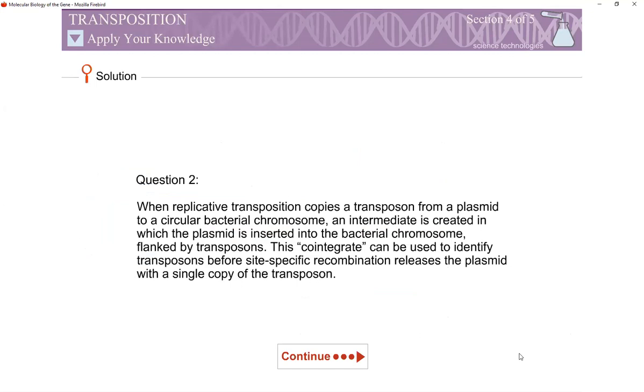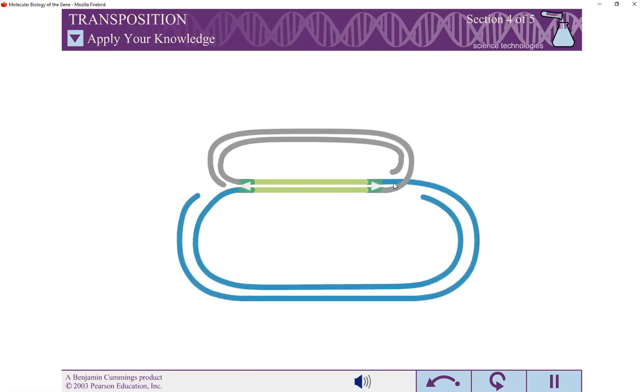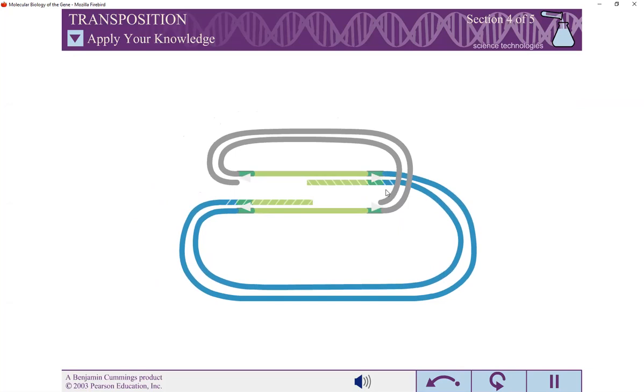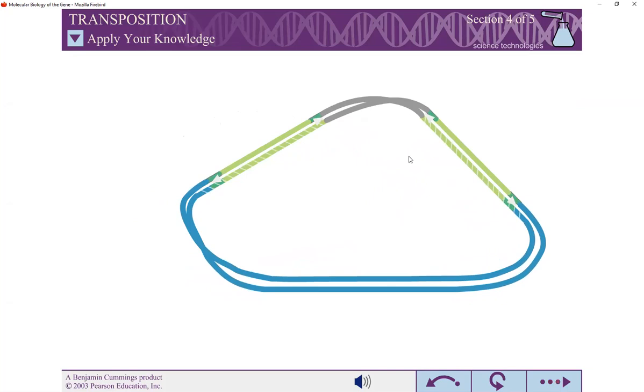So what were the solutions being provided by our students? When replicative transposition copies a transposon from a plasmid to a circular bacterial chromosome, an intermediate is created in which the plasmid is inserted into the bacterial chromosome. You can just look here. See this? This is an intermediate that is going to be produced, and this is the DNA. And you just resolve it out. In order to get this, you get the two double stranded DNA molecules. Any doubt? Any problem? So, who gave the correct answer? Let me have a look. No one?